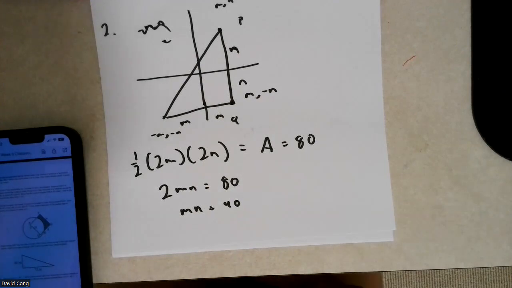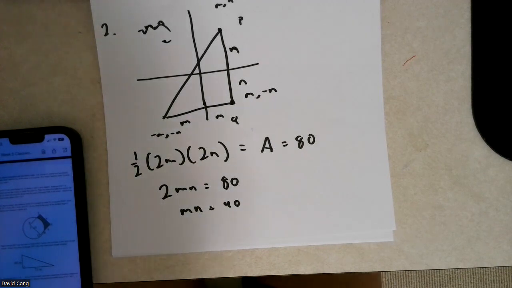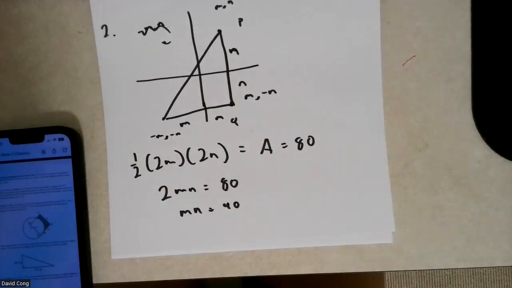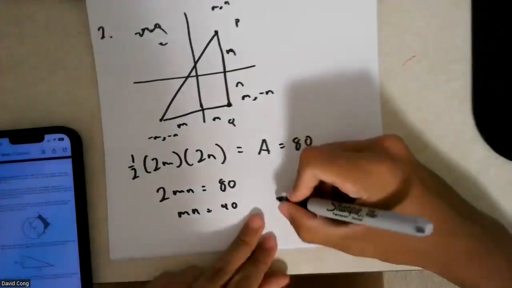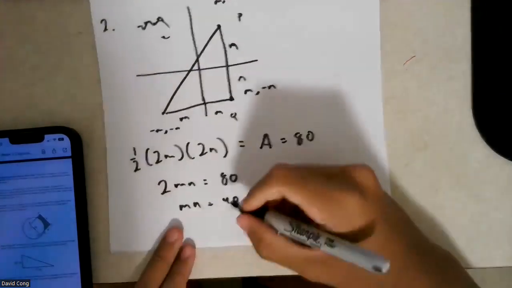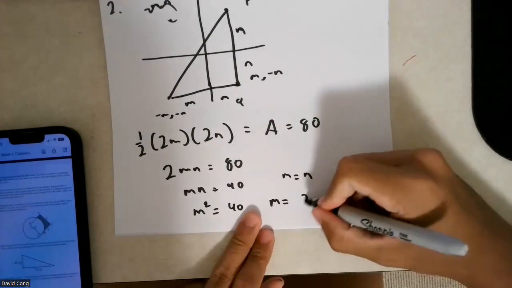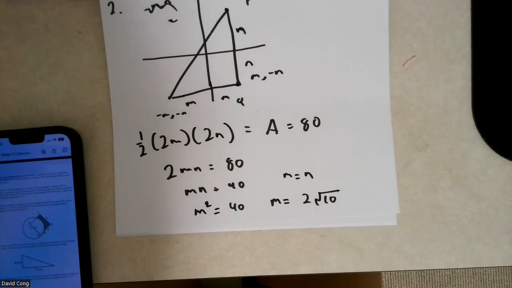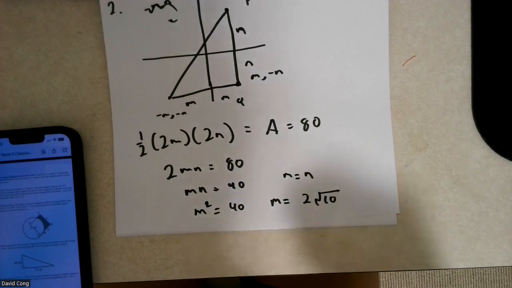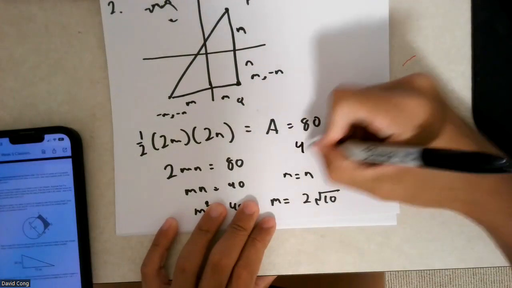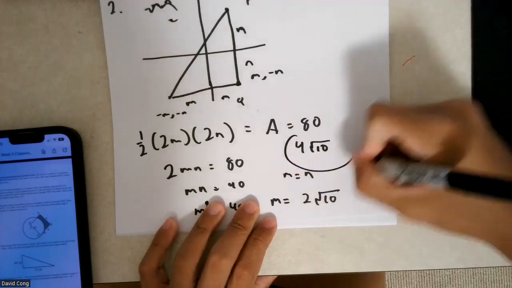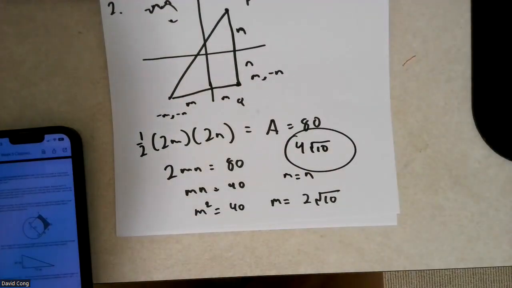Now we want to find the least possible value of N plus M. Well, how do we do that? We want to find N times M equals 40. And if you don't know, the least value of the sum occurs when M equals N. So what does this tell us? Let's substitute: M squared equals 40, M equals 2 root 10, N equals 2 root 10. What does this tell us? M plus N, absolute value, is 4 root 10. So your answer is 4 root 10.